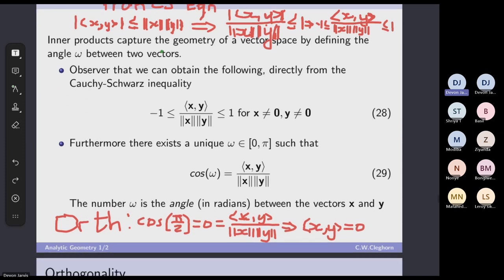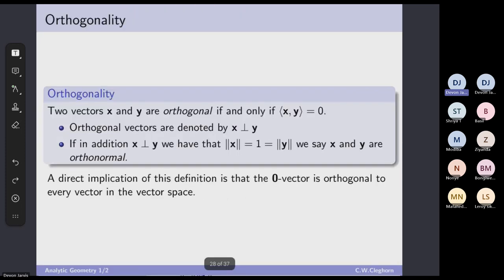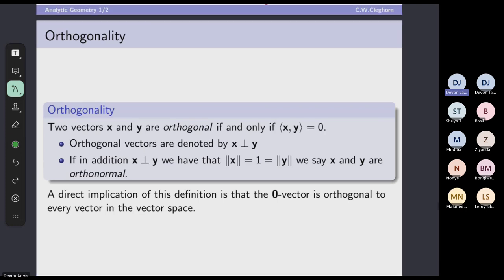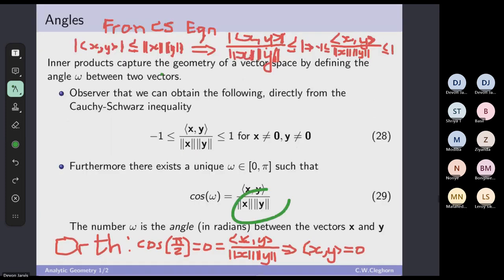Cool, all right. So that's how this gets the angle, and that defines orthogonality. Two vectors x and y are orthogonal if and only if their inner product is equal to 0, and it's denoted by this symbol, which should be familiar. If in addition to x being orthogonal to y, we have unit length vectors, we say that x and y are orthonormal. But that's if x and y were originally unit length, not once we plug them into the equation and normalize.